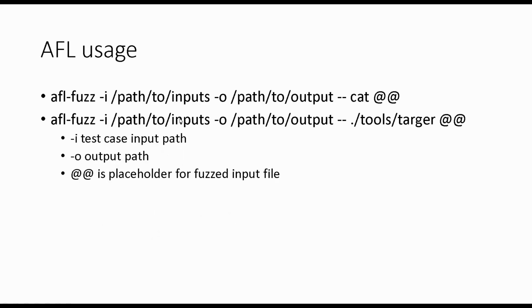So AFL usage: we run AFL, we do our input, and we path that out to a folder. The output, we path that out to a directory. In this case, we're doing cat, so that's what we're running. And then the @ sign is a placeholder for a fuzzed input file, so we could provide that.